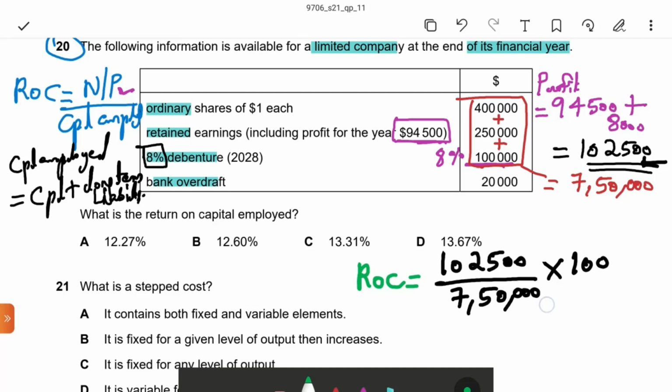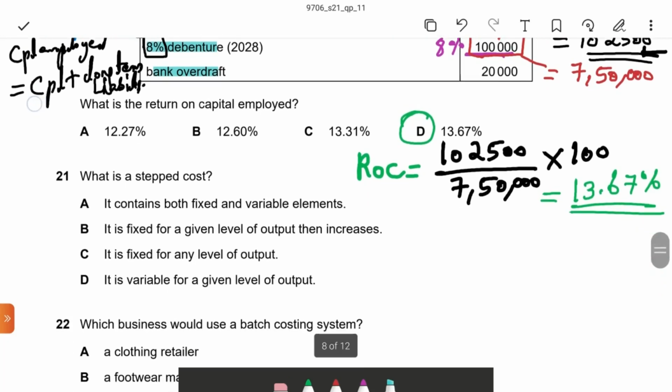What is the answer? Answer is 13.67%. So the correct answer is D. Next, question number 21.